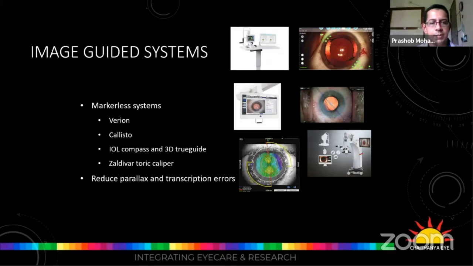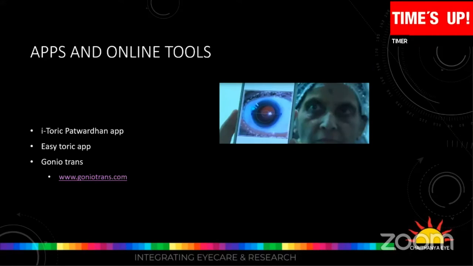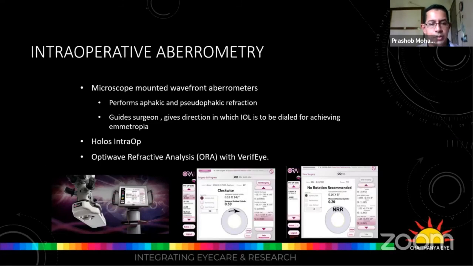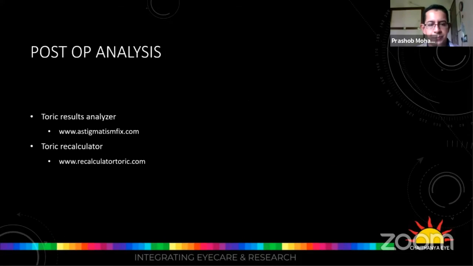There are various image guidance systems, the Verion, Callisto, IOL Compass, 3D TrueGuide, and Zaldívar toric caliper, which reduce the parallax and transcription errors and can give a seamless transfer of information to your microscope while delivering the IOL. There are various apps and online tools also available which use limbal marks and limbal blood vessels for calculating the alignment of the IOL. Intraoperative aberrometry is an expensive solution, but it is one of the more accurate solutions, where you have a microscope-mounted wavefront aberrometer, which calculates the refraction in real time and tells you in what direction to rotate the IOL.